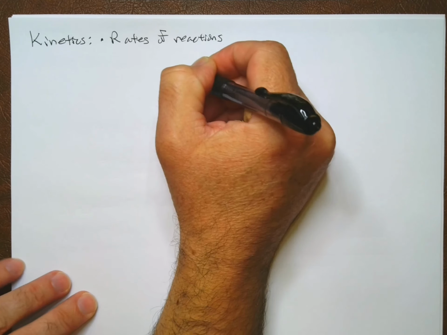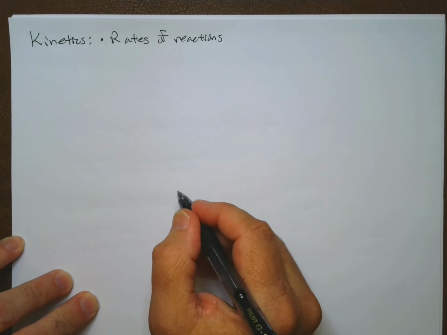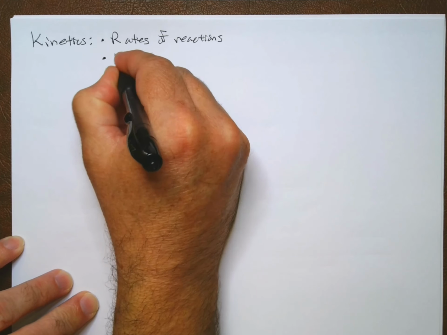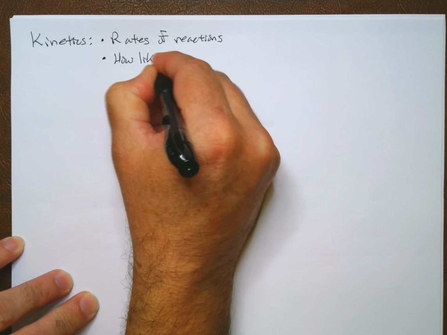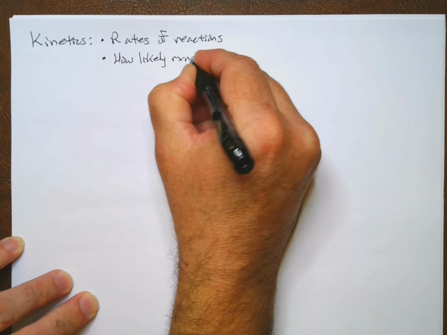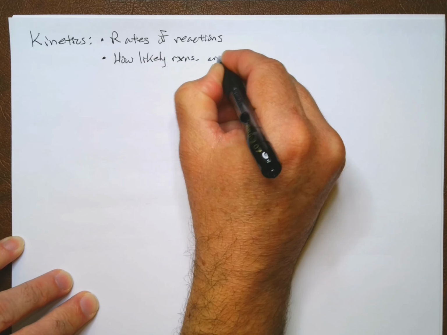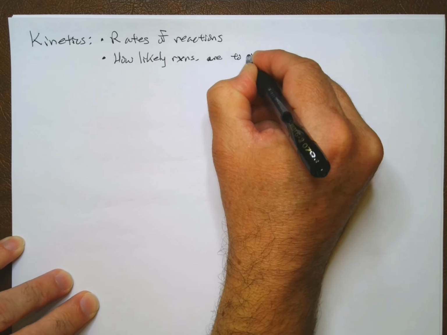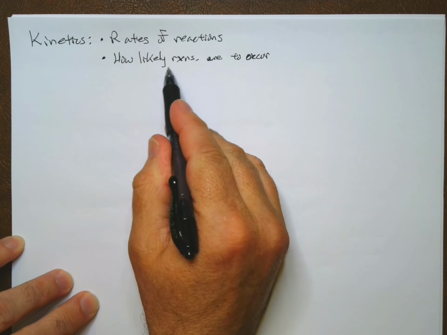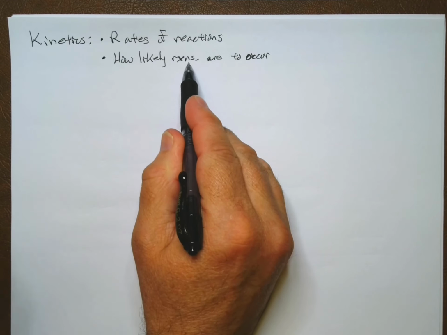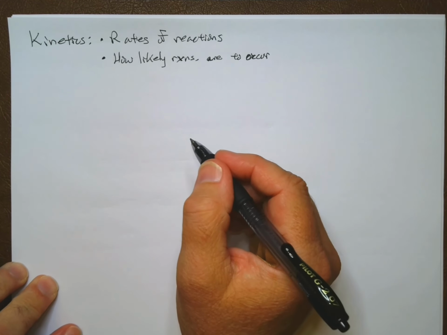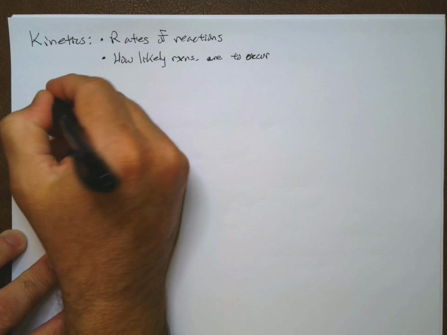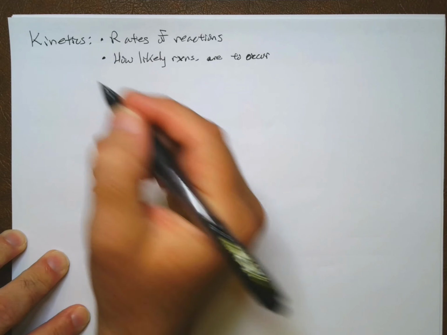And in the realm of kinetics, we're going to look at rates of reactions. So how fast reactions occur. Another way of looking at it is we're answering the question how likely reactions are to occur. I'm abbreviating reactions RXN here. And these are typically going to be given by a rate law.